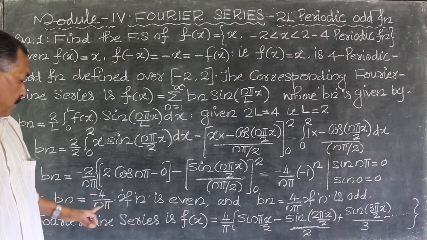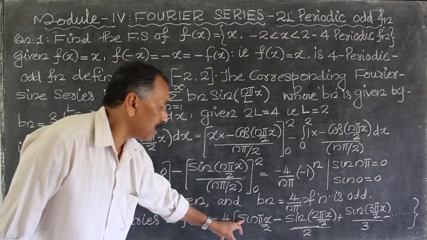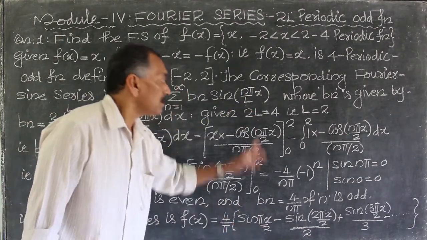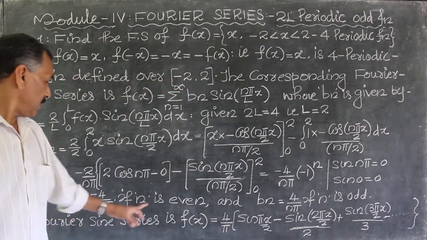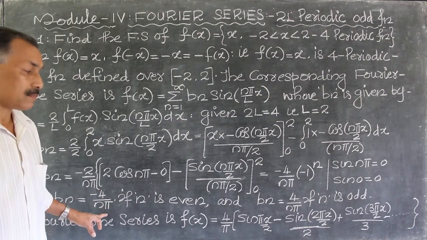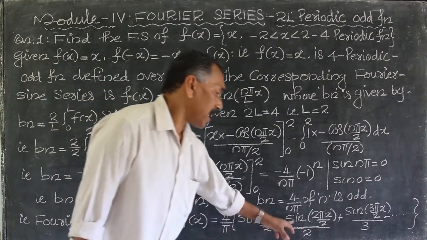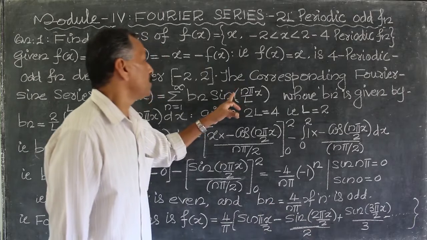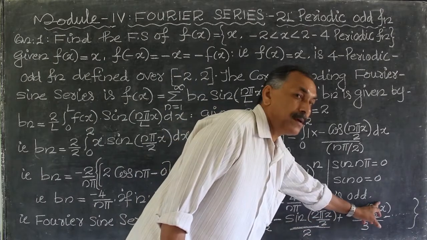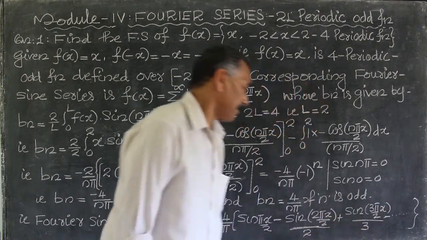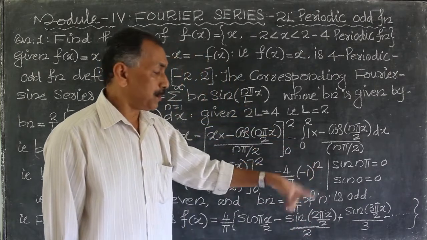B1 is equal to, in the odd case, 4 by pi. The 4 by pi into sine pi x by 2, n in the value 1. What is B2? B2 is equal to, n even, minus 4 by n pi. Then minus 4 by pi outside. Then sin 2 pi x by 2 divided by 2 plus sin 3 pi x by 2 divided by 3, then minus sin 4 pi x by 2 divided by 4.